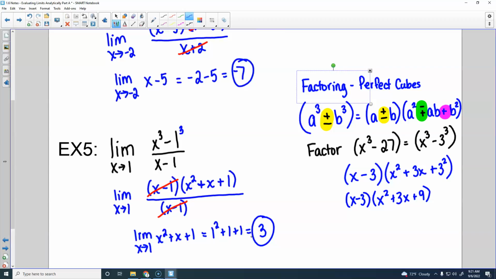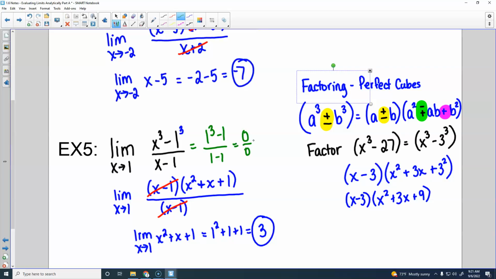Oh, what did I forget to do on this problem at the very beginning? It doesn't change my answer. But what was I supposed to do at the beginning of this problem? I was supposed to do direct substitution. I was supposed to try to do 1 cubed minus 1 over 1 minus 1. But that would give me 0 over 0. So mentally, at least, you're supposed to be doing that every time.